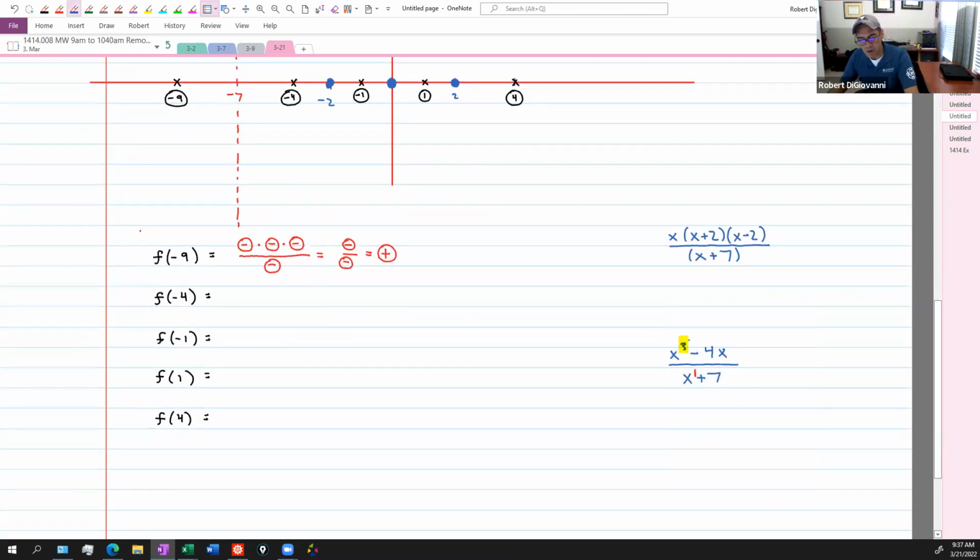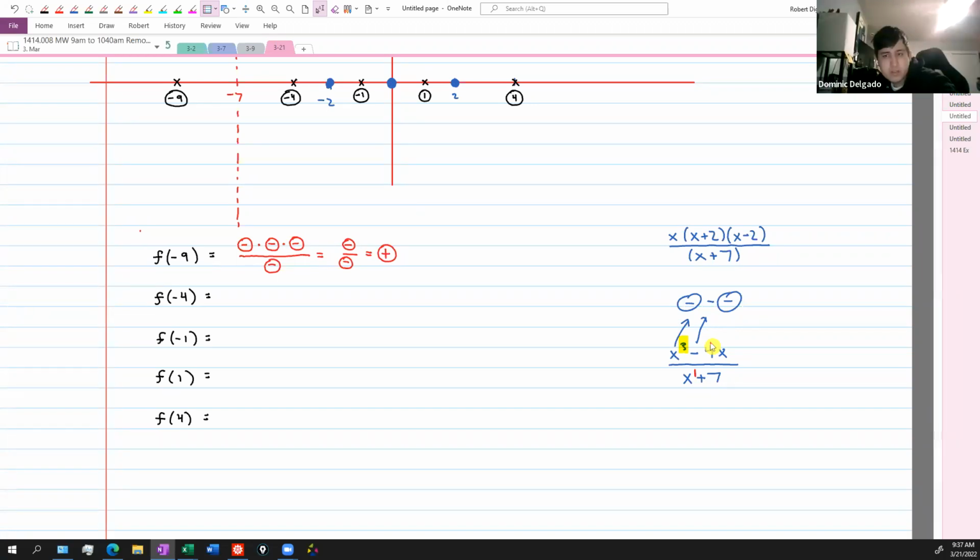Why can't I just do, oh, okay, if I plug -9 there, -9 cubed is still negative. And then I say minus, and then if I do 4 times -9, that's still a negative number, right? Why can't I do it this way? Isn't it because it's different powers?